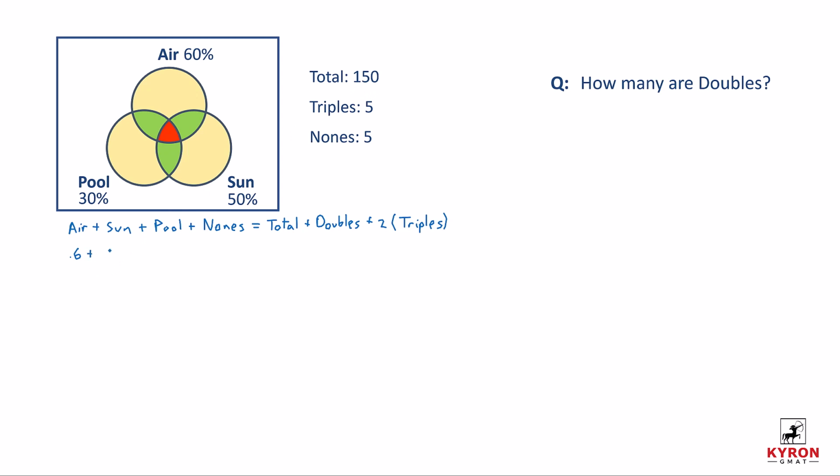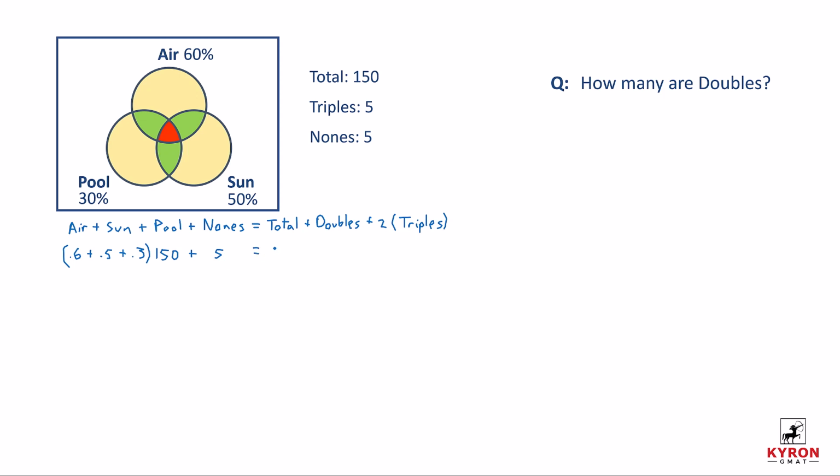So we have 0.6 plus, for the sun, it's 50%, so that's 0.5. And the pool is 30%, so that's 0.3. All of these coefficients, we said we were going to multiply by the total, which is 150 houses. Then for the nuns, we're told that there are 5 houses. So that's it for the left side.